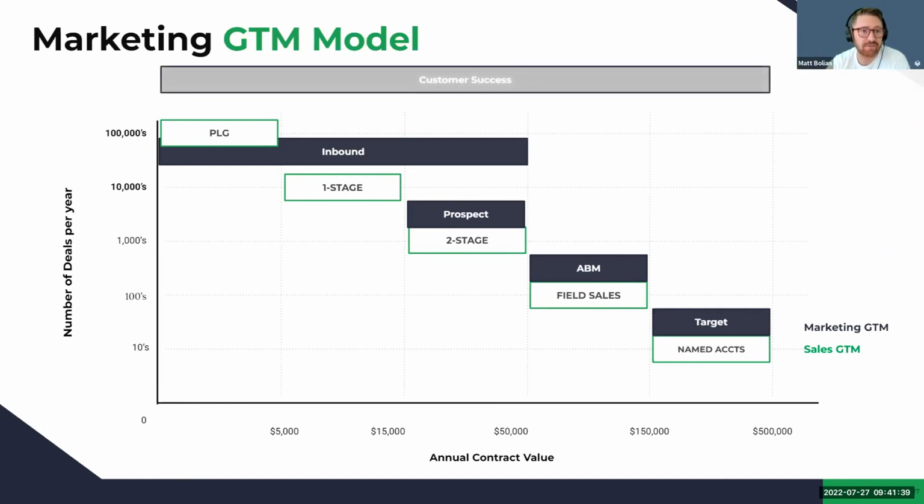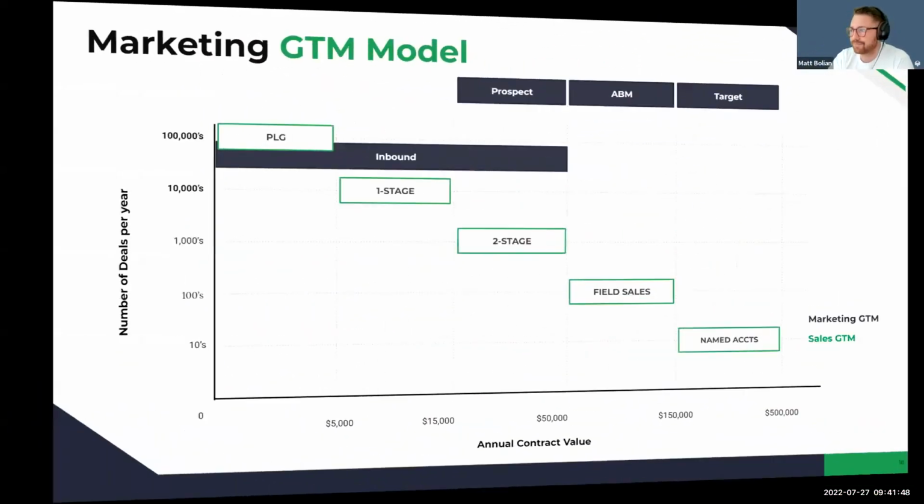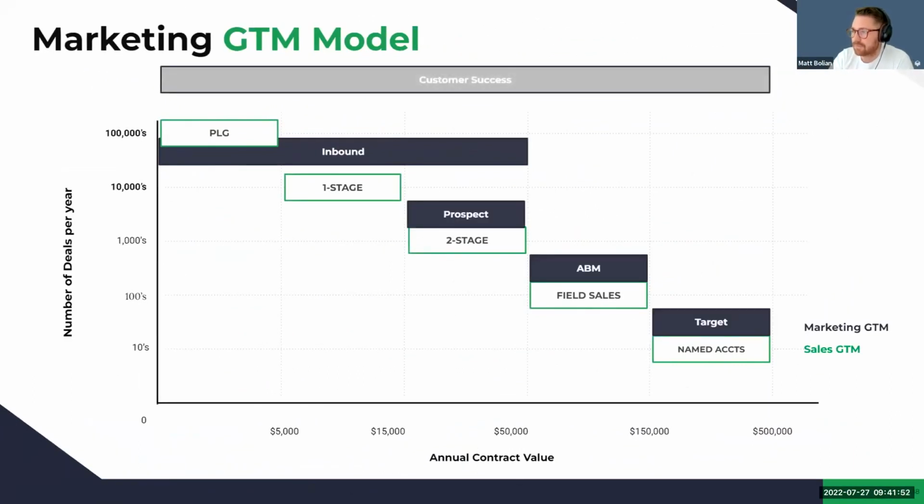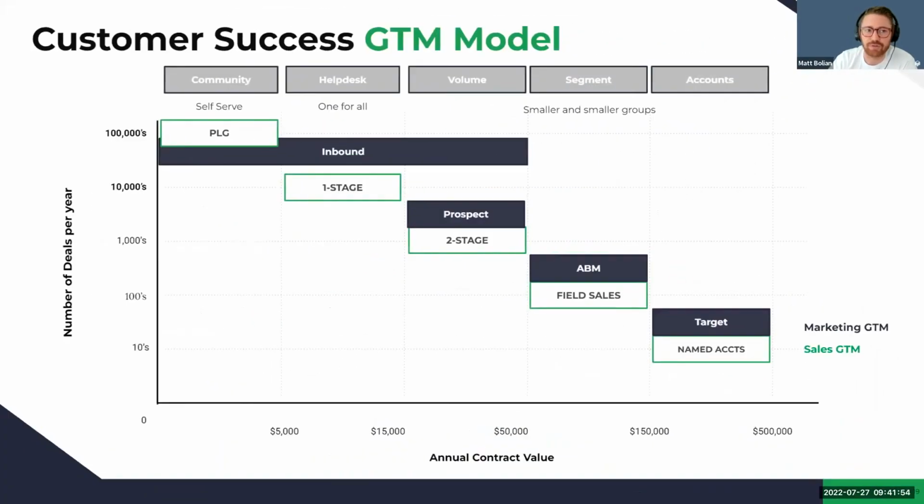Next is customer success, right? So you have to have your CS teams aligned. How you're helping customers changes based on how they're buying. That slide was redundant, I'm so sorry. So here are our CS, or customer service, go-to-market motions.